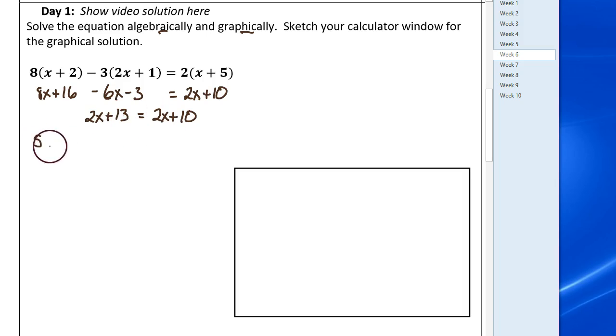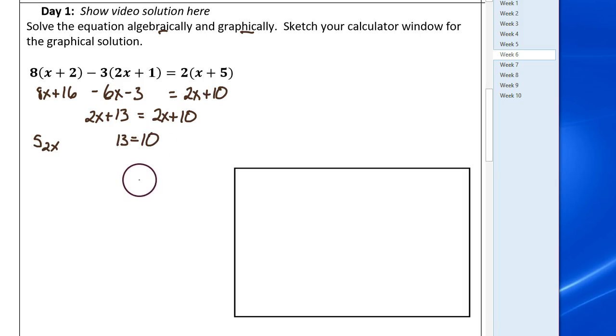Next, we might subtract 2x from both sides. I'm writing a little s here to communicate to you that I'm going to subtract 2x from both sides. This makes 13 is equal to 10. The variable x is now gone, and we end up getting a false statement. 13 does not equal 10.